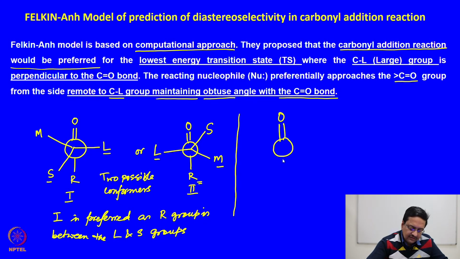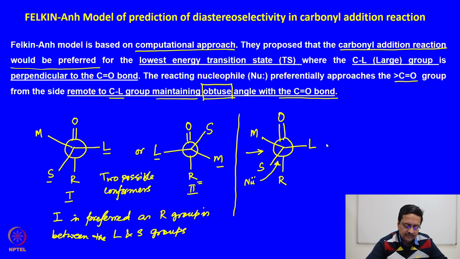The reaction would proceed in a way such that the nucleophile would attack from the rear side of L, which means from this side, but then it has to maintain obtuse angle with the carbonyl group, which means the nucleophile has to attack from here, and if such nucleophilic attack happens, the carbonyl group bond would open up to give you a product which would look like this.